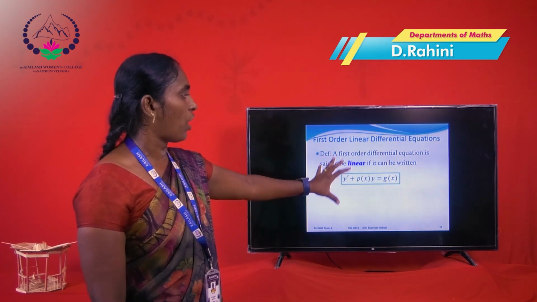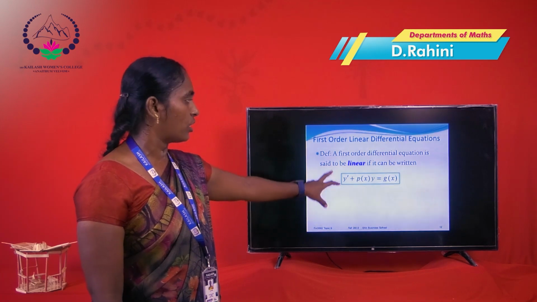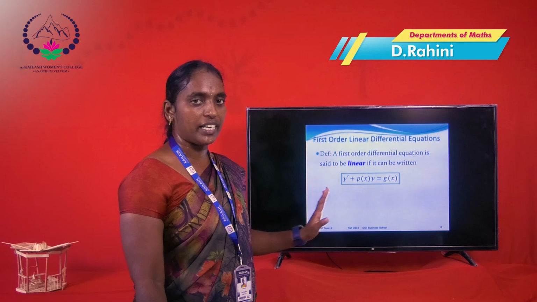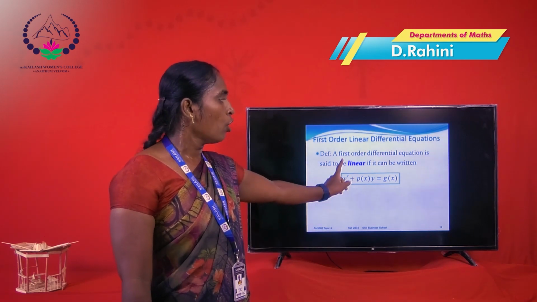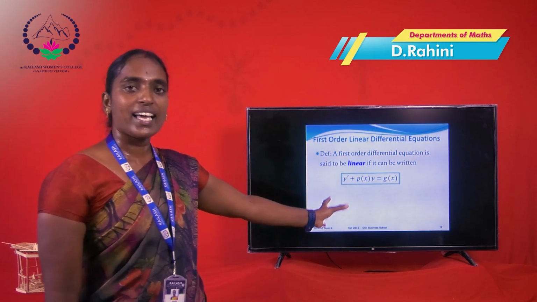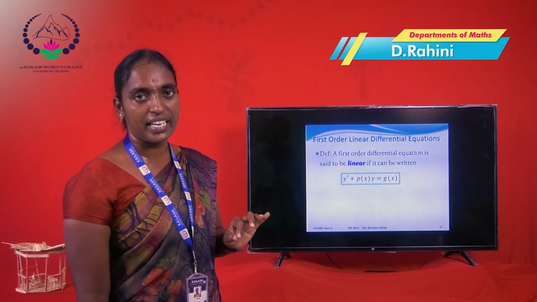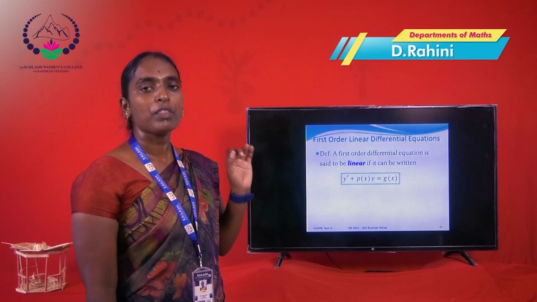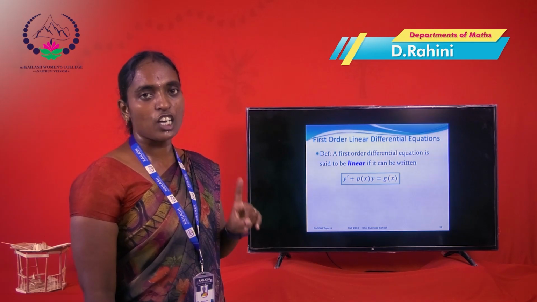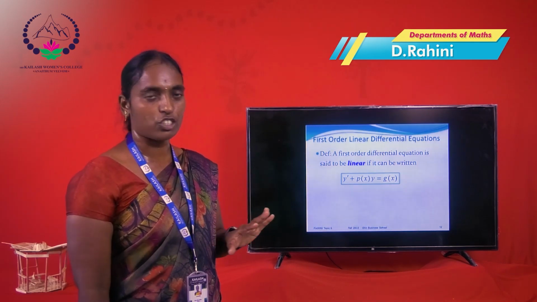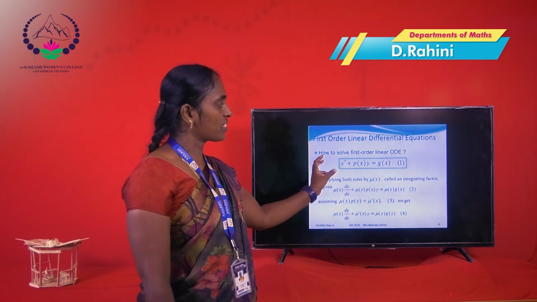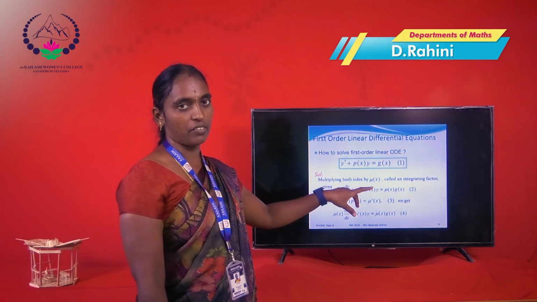So next, how to form a linear equation. The definition: a first order differential equation is said to be a linear equation. Here is the example: y dash plus p of x into y equals g of x. y dash denotes dy divided by dx. Here d by dx is called the first order ordinary differential operator. Next I will tell you how to solve a first order linear ordinary differential equation.